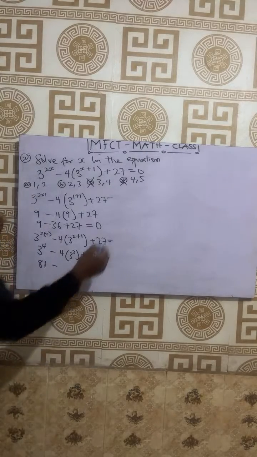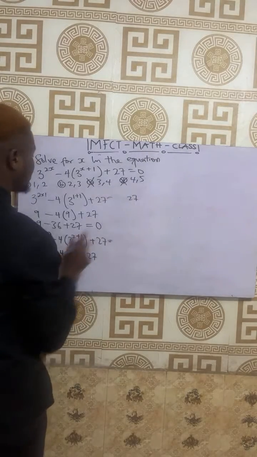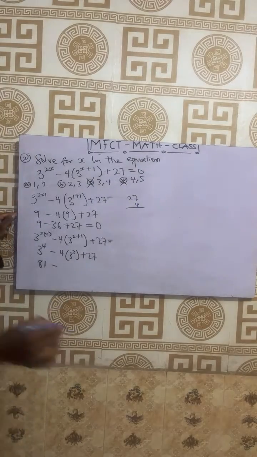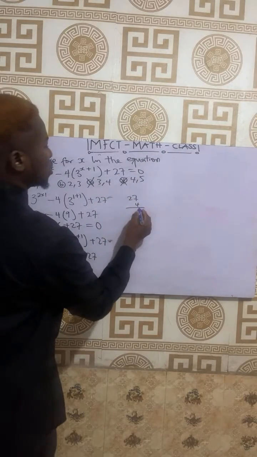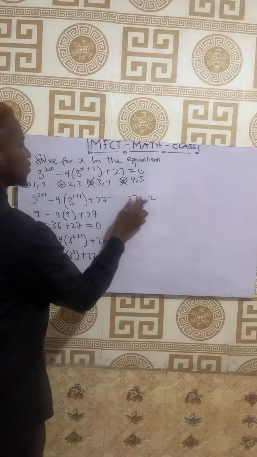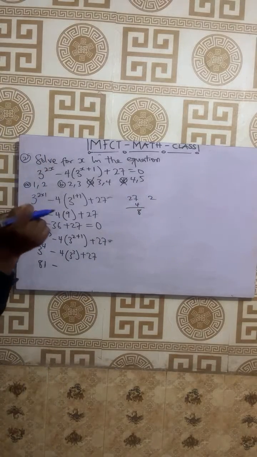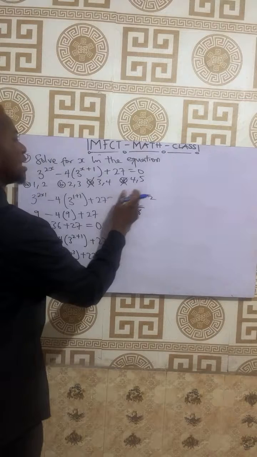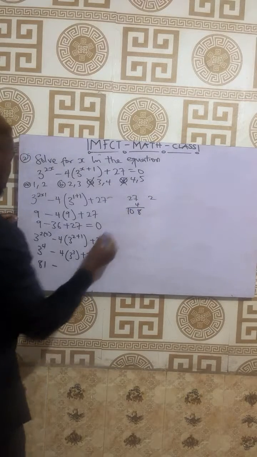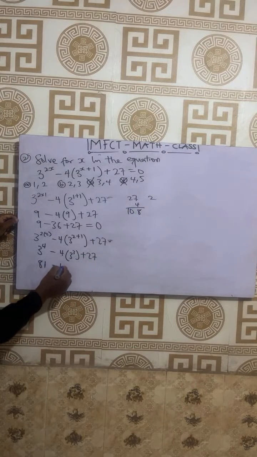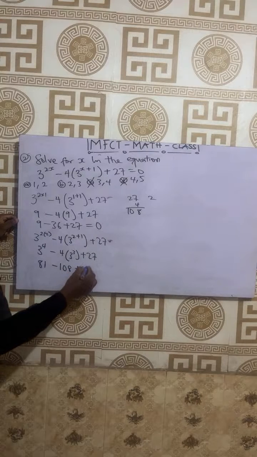So you will now do 27 times 4. Firstly, what is 7 times 4? That is 28. 8 remainder 2. What is 4 times 2? That is 8. 8 plus 2, that is 10. 108. So that will be 81 minus 108 plus 27.